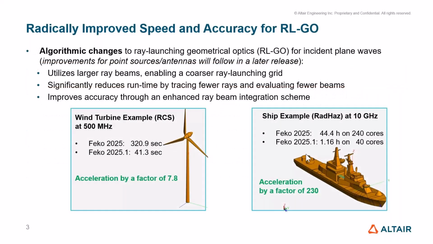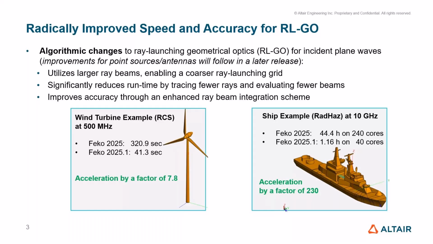A couple of algorithmic changes were made to the ray launching geometrical optics, or RLGO, for incident plane waves. The newer version utilizes larger ray beams, which enables a coarser ray launching grid. Because of this, it significantly reduces the runtime, since there are fewer rays that have to be traced and fewer rays that have to be evaluated. It also improves accuracy through a very enhanced ray beam integration scheme.